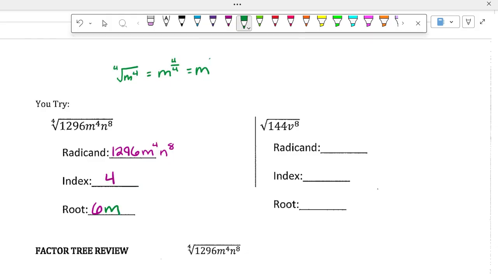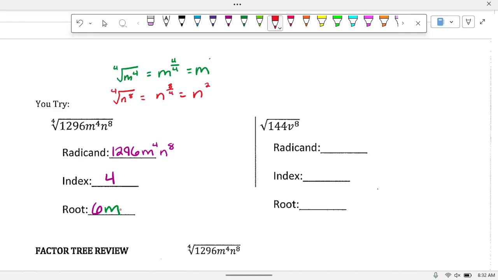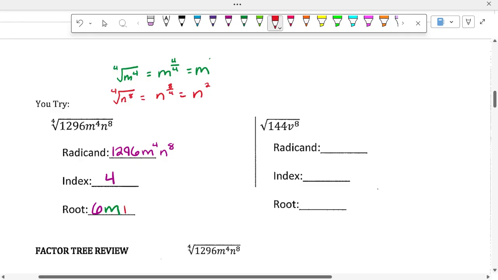So if we follow that same logic, what do you think the fourth root of n to the eighth is? Not just 2, n squared. Right, because n to the 8 over 4 is just n squared. So guys, if it helps, take the time to just write them out separately and convert them to fractional exponents. The better you get at doing that, the easier you'll be able to see it, and you can do it in your head faster. All right, so the root is 6mn squared.